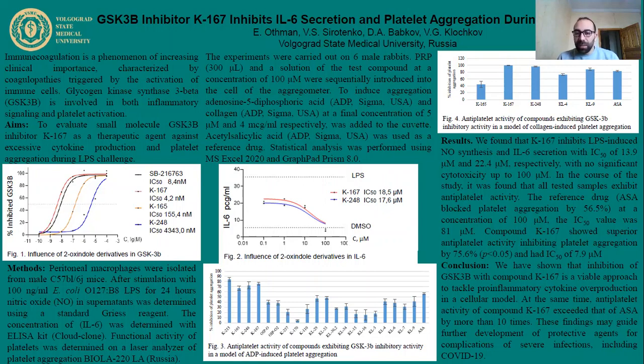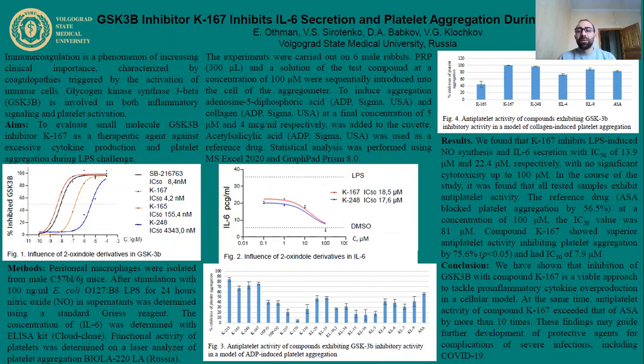In the course of the study, it was found that all tested samples exhibit antiplatelet activity. The reference drug acetyl salicylic acid blocked platelet aggregation by 56.5% at concentration of 100 micromole, and IC50 value was 81 micromole. Compound K167 showed superior antiplatelet activity, inhibiting platelet aggregation by 75.6% and had an IC50 of 7.9 micromole.